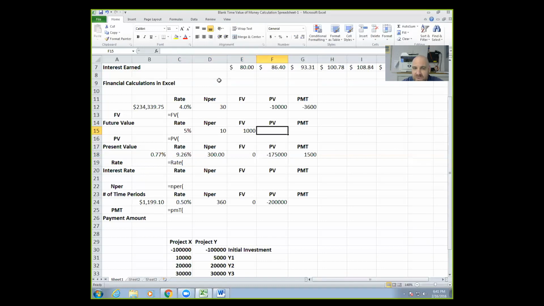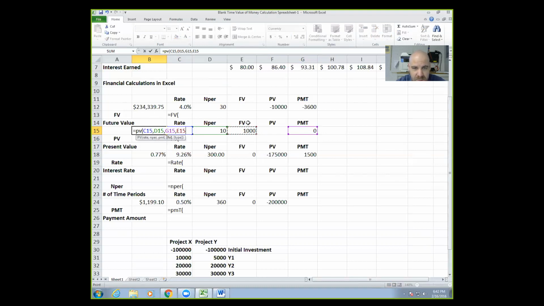The present value is what we're trying to figure out. And in this part of the question, there is no payment. I'll talk about payments here in a second. So we just put 0 in there. So I go back here and I say equals PV, bracket, rate, comma, NPER, comma, payment, comma, FV.